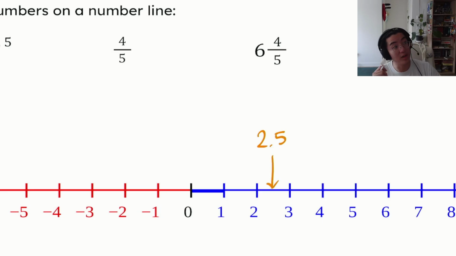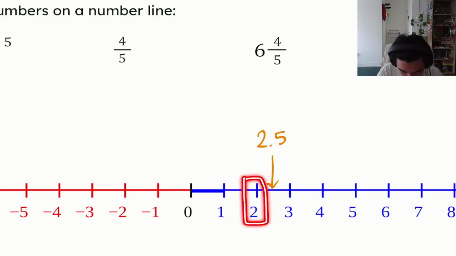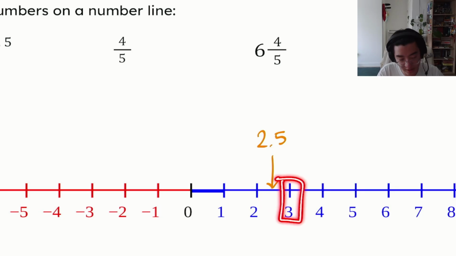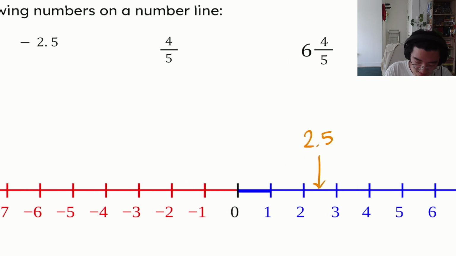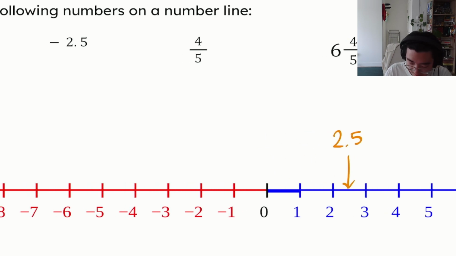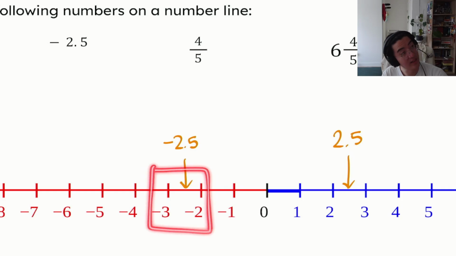And because it's 2 point something, it will start at 2, and then it will go a little bit, but not quite reach 3. So 2.5 is here. Of course, the same in the reverse. Negative 2.5 will go somewhere here. I have to be careful. This right here, that's negative 1.5. On the number line, the right side is the positive side. The left is negative. So negative 2.5 is in between negative 2 and negative 3.